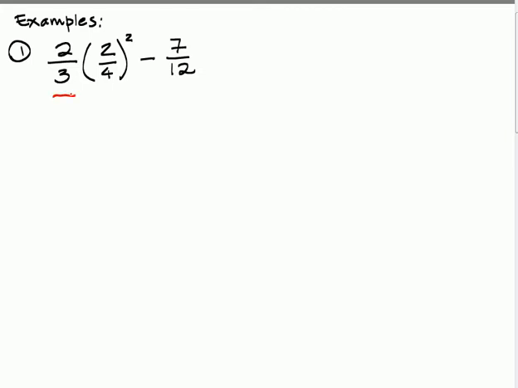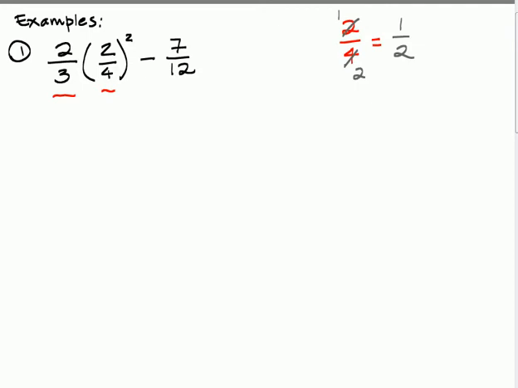2/3, well, no, that can't be reduced any. Ooh, check it out, 2/4. Yeah, 2/4 can be reduced because both numbers, 2 and 4, are both divisible by 2. So we're going to divide by 2, divide by 2. 2 divided by 2 is 1. 4 divided by 2 is 2. So we see that 2/4 is the same as 1/2.